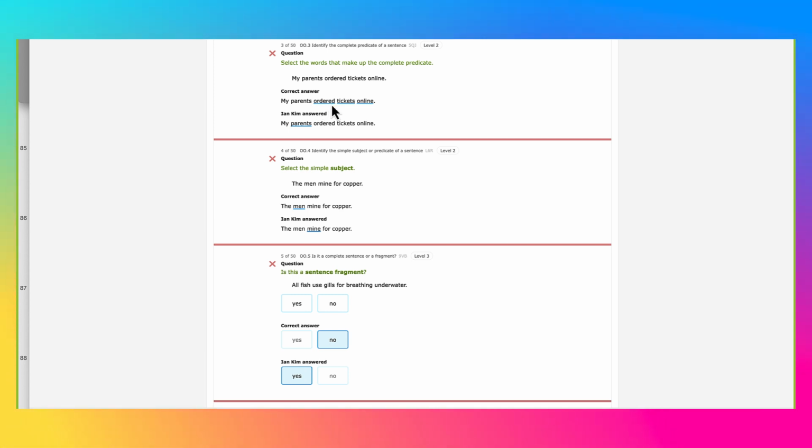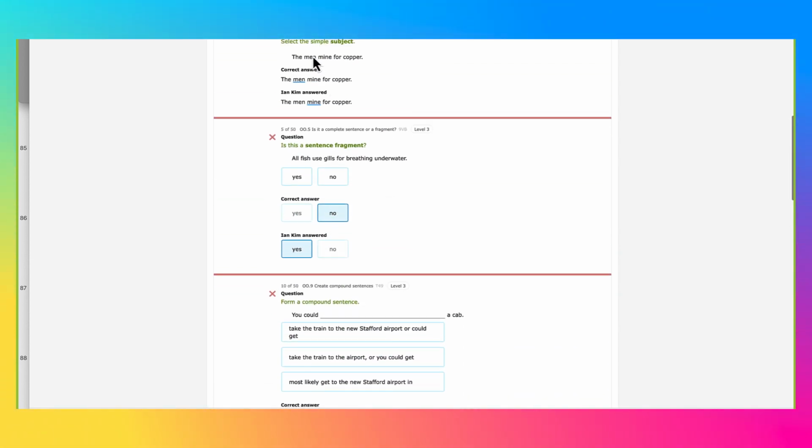So we have to have a verb and everything to the right, or adverb, everything to the right, as long as the adverb describes the verb. So "ordered tickets online." "My parents," that would be the simple subject. If you say "my parents," that would be the complete subject. If you just say "parents," that would be the simple subject.